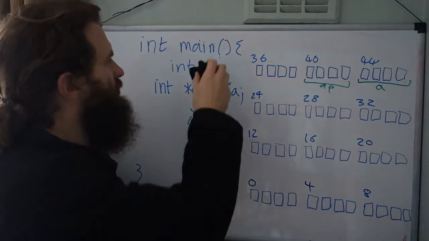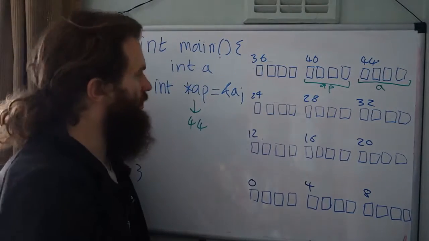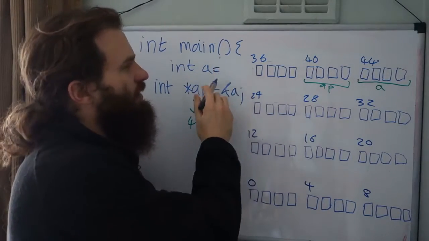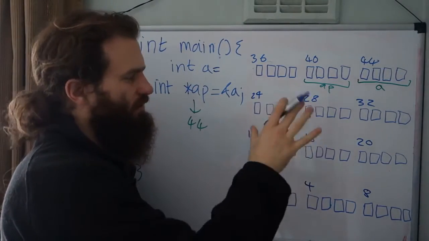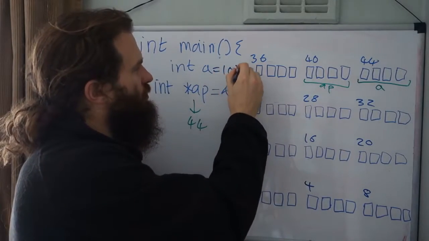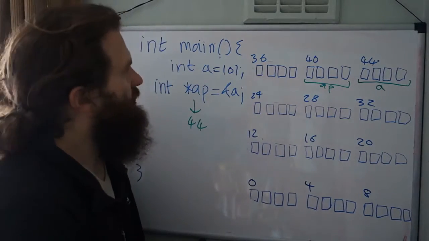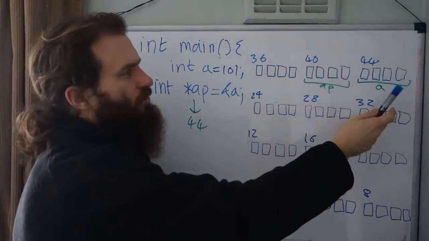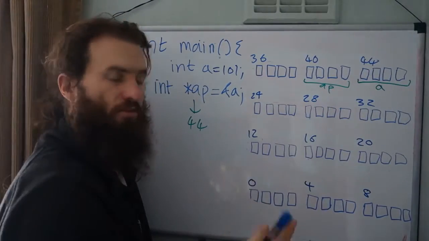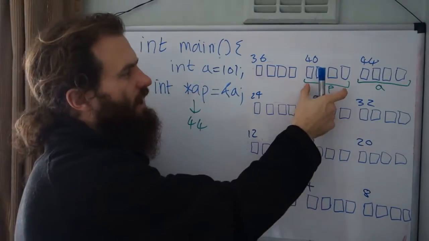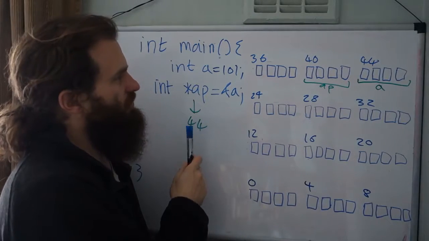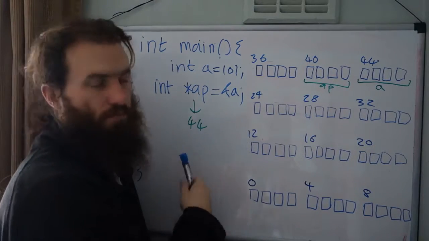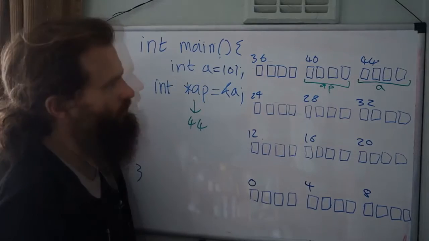Whereas our integer, okay, we'll give our integer a value just to be kind of clear. We'll make sure the value is way outside of our memory address, like 101 or something. So in A is the binary representation. Those 4 bytes contain the binary representation of 101. In AP, there's a binary representation of the number 44, or the memory address 44.